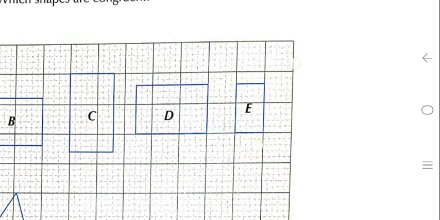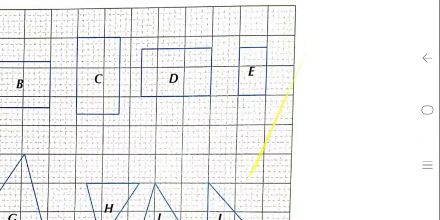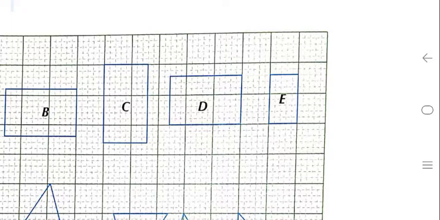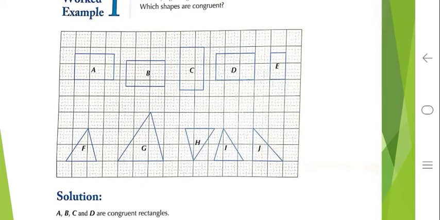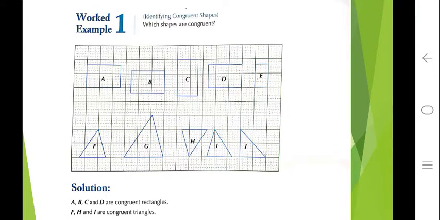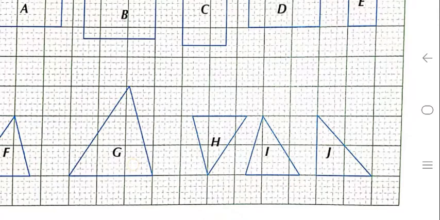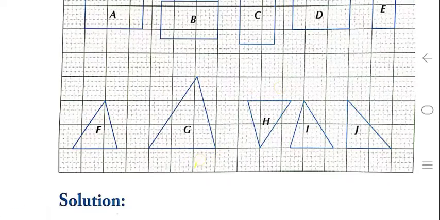Now for E, although it's also a rectangle, obviously the dimension isn't the same. It's noticeably smaller. The width is just 5, and the length is just 8, right? Now, for the triangles, F, H, and I are congruent triangles. G and J are not congruent. Why? Because G is noticeably quite larger than F.